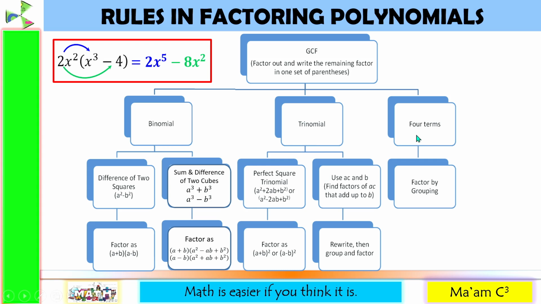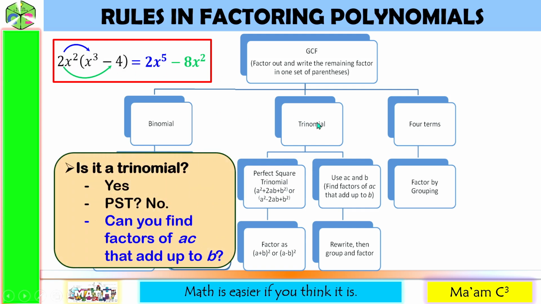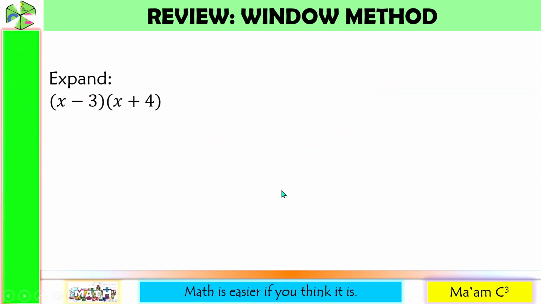In our previous lessons, we have already discussed how to factor a binomial, whether it is a difference of two squares or a sum and difference of two cubes. And in our latest lesson, we also learned how to factor a trinomial if it is a perfect square trinomial, PST. Today's lesson will focus on when the remaining factor is a trinomial but not a PST. Let's have a quick review first of your lesson back in grade 7, multiplying polynomials.